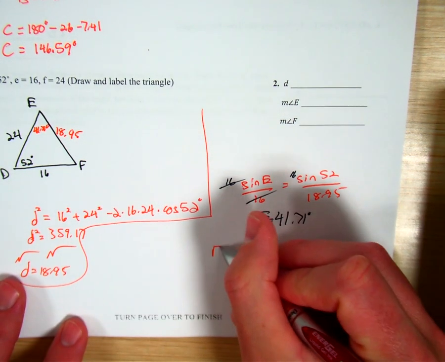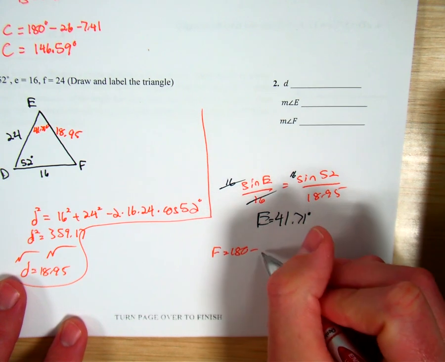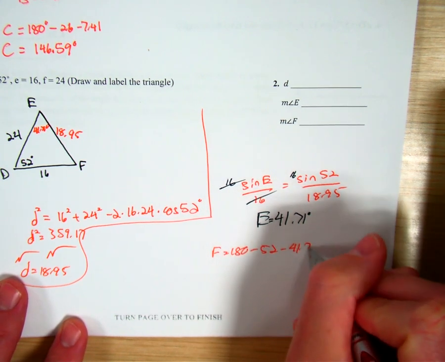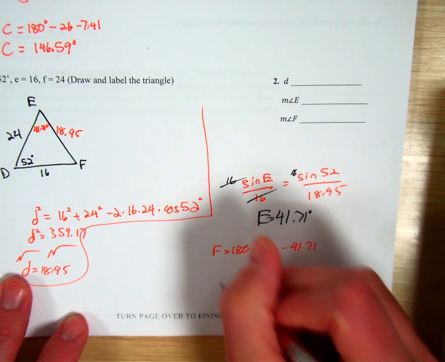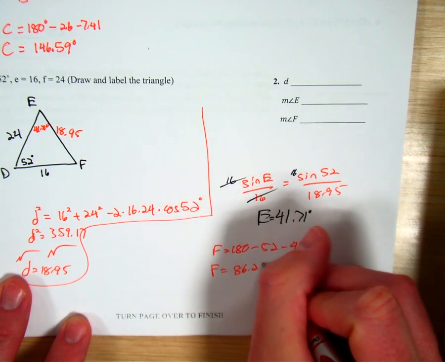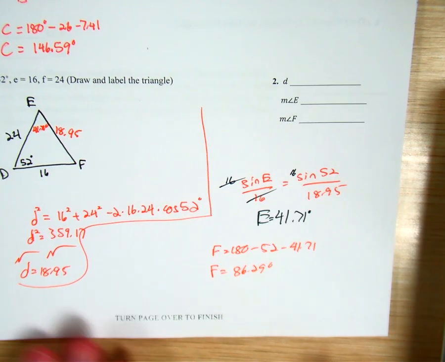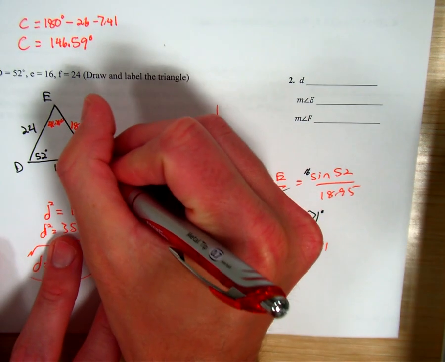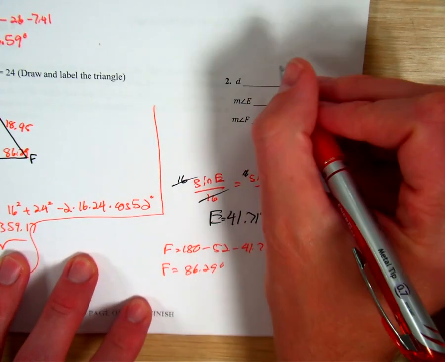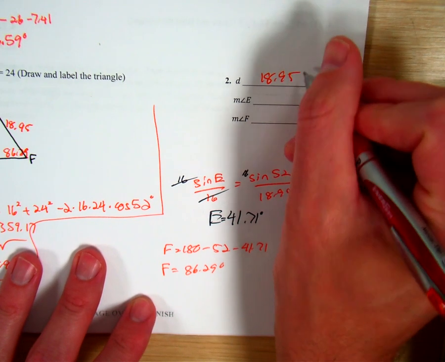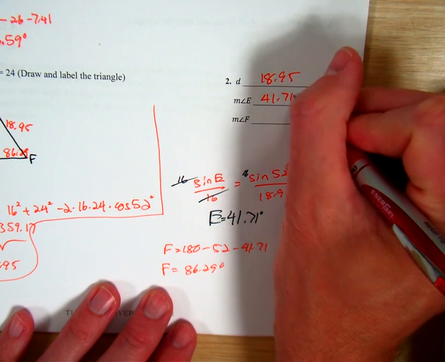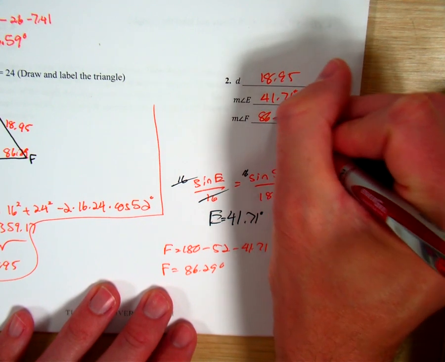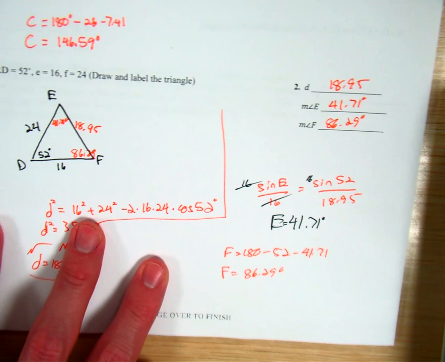Alright, and then for F, we're going to do 180 minus 52 minus... 86.29 degrees. Alright, so side D was 18.95, angle E was 41.71, and F was 86.29. Alright.